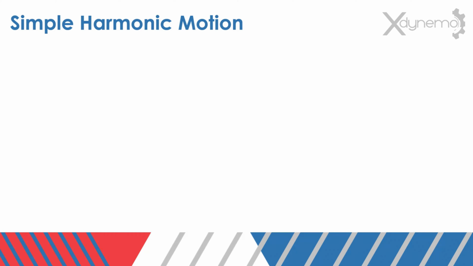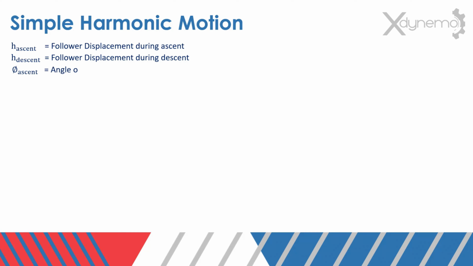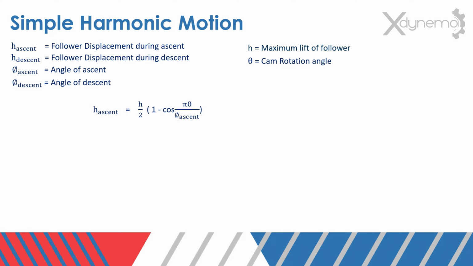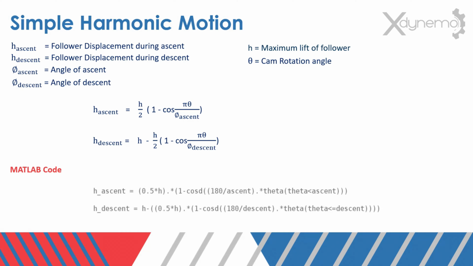Simple harmonic motion. H-ascent is the follower displacement during ascent. H-descent is the follower displacement during descent. Pi-ascent represents the angle of ascent. Pi-descent represents the angle of descent. Here are the equations representing the displacement of follower during ascent and descent. Have a look at the MATLAB code for the above equations of simple harmonic motion.